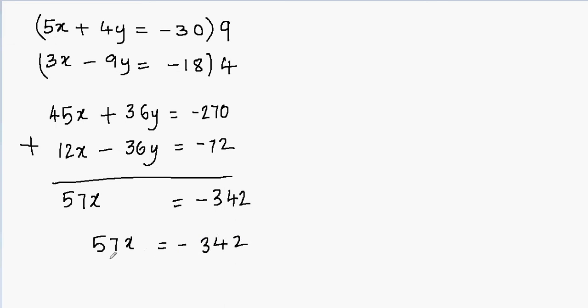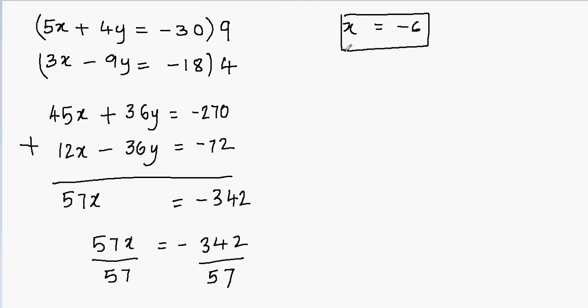Now, to get x by itself, I can divide both sides by 57. I'll divide both sides by 57. And 57 divided by 57 will be 1, and 1x will be just x. This is equal to negative 342 divided by 57, which will give me negative 6. So the value of x is negative 6.